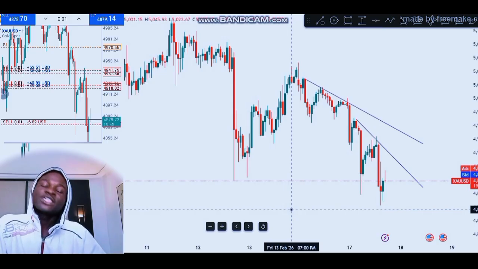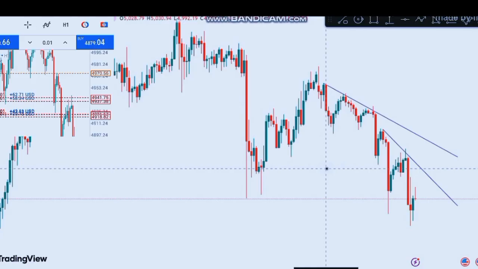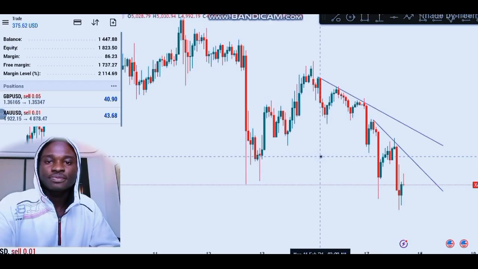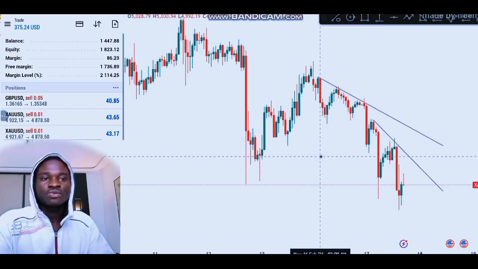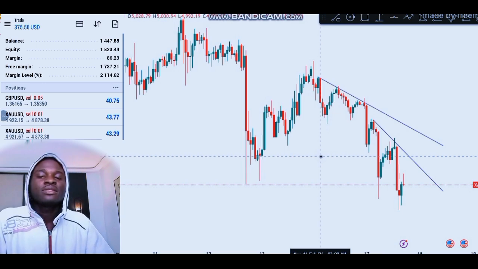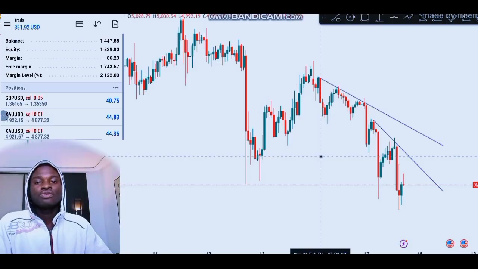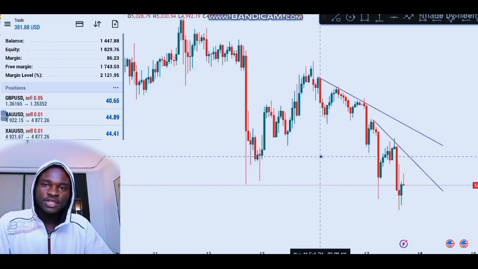So you can see on my two trend line. Let's go back to charts, guys. Let's go back to trade. So as you can see over here, my two trend line show me that the market is in bear market. It's a bearish market. So I'm still holding my trade.